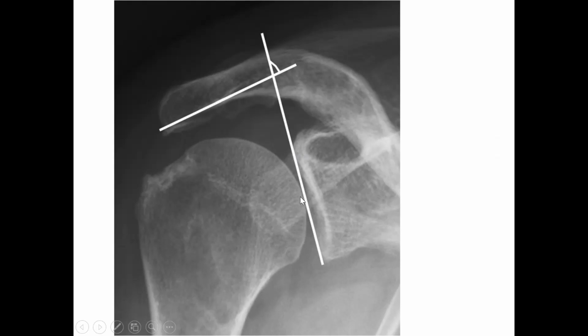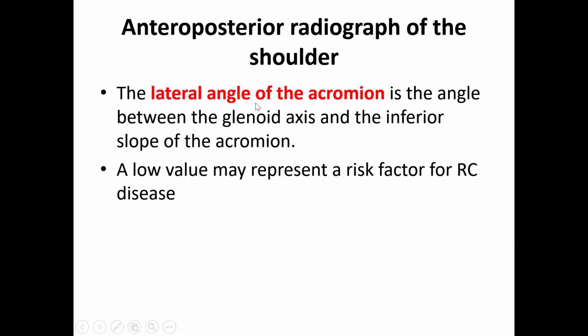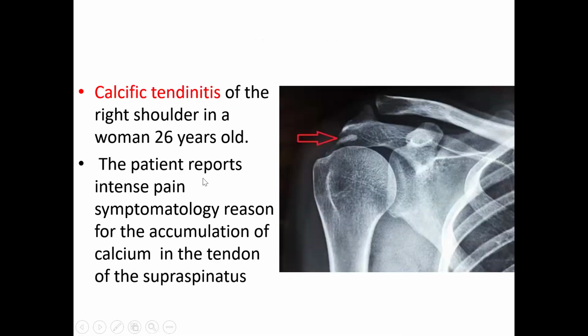Or we can say a line is drawn on the vertical long axis of the glenoid, and then a line is drawn on the under surface of the acromion, and the angle made between these two lines will be considered as the lateral angle of the acromion. And if this angle is less than normal, that will be a risk for tendinopathy or a tear of the rotator cuff tendon.